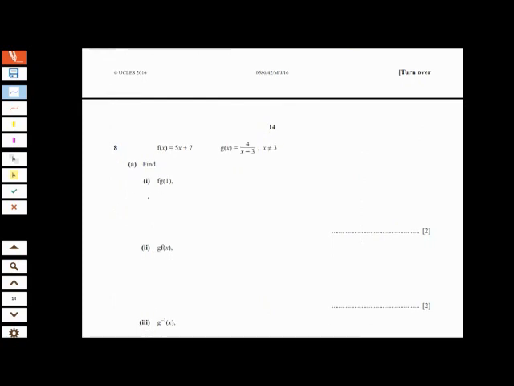And now, okay, functions, easy as ever. So g, substitute 1 in the equation g, you get 4 over 1 minus 3, which is basically 4 over negative 2, which is negative 2. That's the answer. And then f of negative 2: substitute negative 2 in f, you get 5 times negative 2 plus 7, which is negative 10 plus 7, which is negative 3. That is your answer, negative 3.